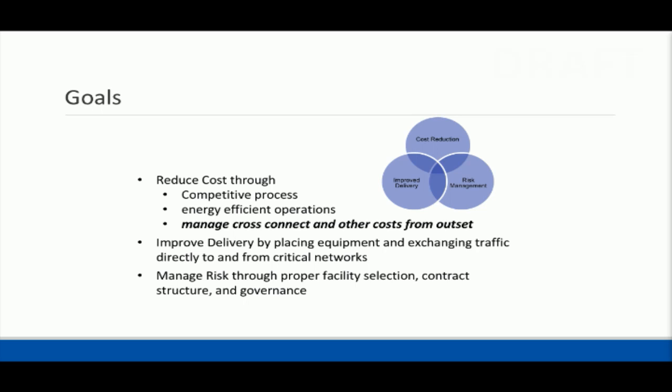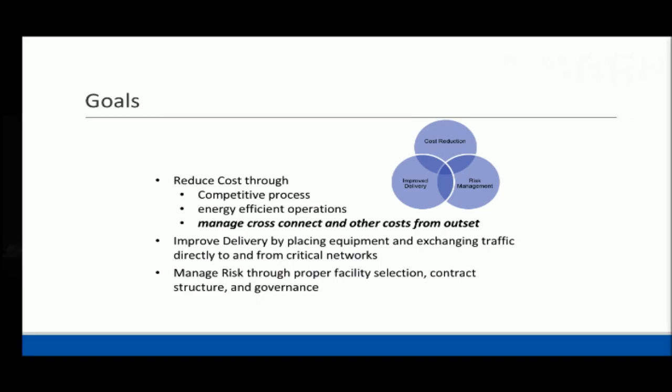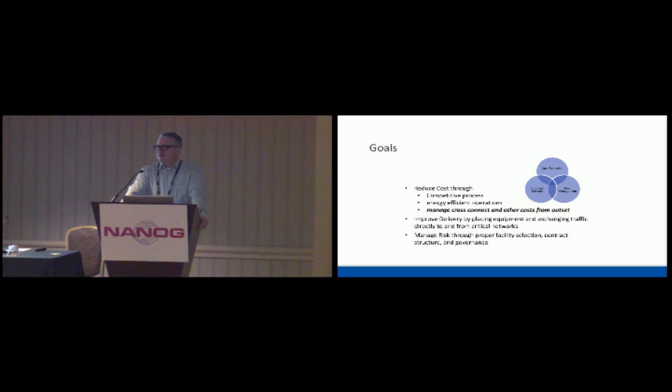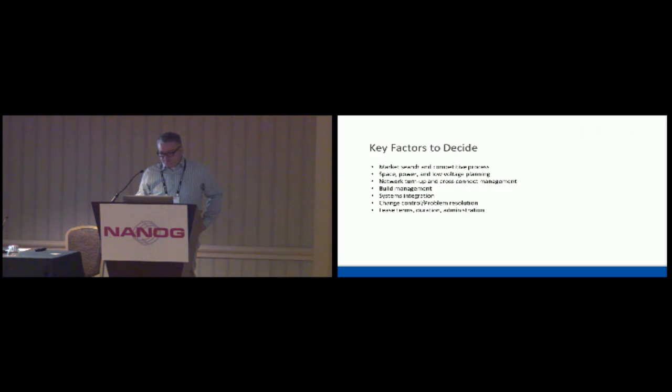How do you improve delivery? You have to look at where your data is going, the path that it's going, and find locations that optimize that, moving it from the data storage to the compute to the end users as quickly and efficiently as possible. And you manage the risk through the selection process, through contract structure, and through governance. A lot of people think, well, they go out, they get a data center contract, that's the end. That's the beginning. That's the beginning of the relationship and managing that relationship and managing that contract moving forward.